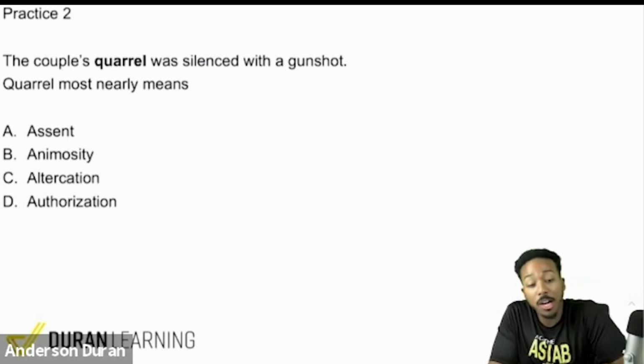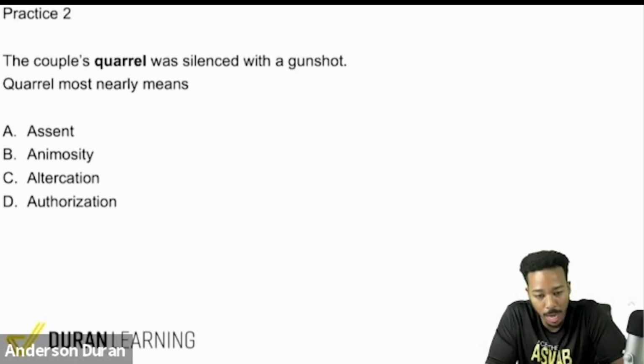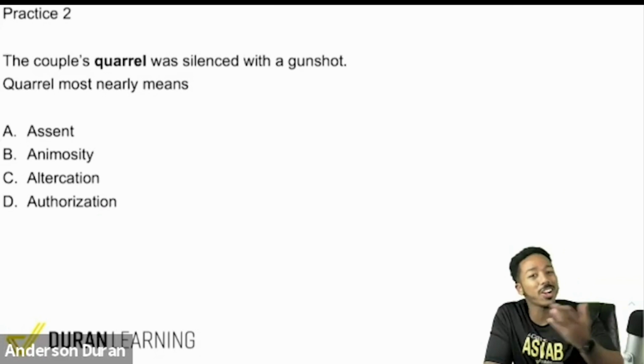The couple's quarrel was silenced with a gunshot. Okay, this seems like a pretty serious passage here. So when we think about it, the couple's blank was silenced with a gunshot. Apparently, whatever they were doing, there was noise being made, right? Because for something to be silenced, something needed to be making noise. Correct or incorrect? What do you guys think? I think it's fair to say that it would have had to be making noise, right? That's what I'm talking about with context clues.